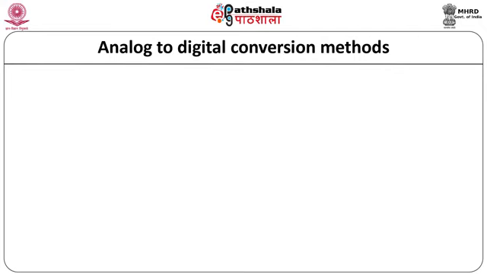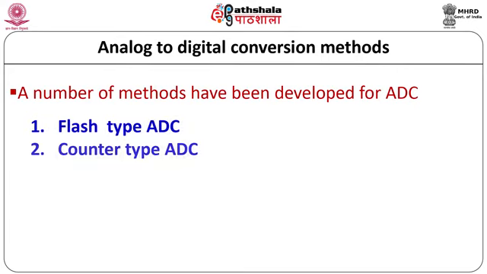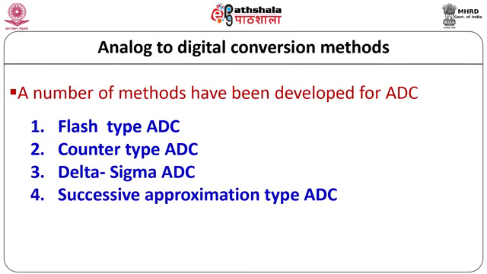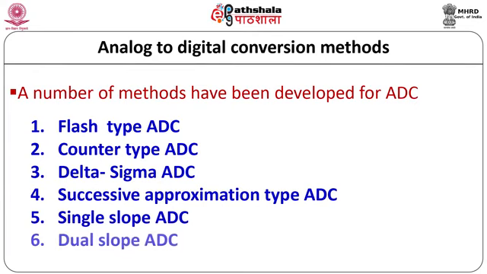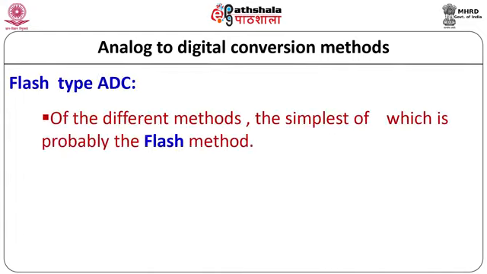There are different methods to convert an analog signal into equivalent digital form. The first method is the flash type ADC, then the counter type ADC, delta sigma ADC, successive approximation type ADC, single slope ADC and the dual slope ADC. In this module, the first method, which is the simplest and probably the fastest method, the flash method, is studied.